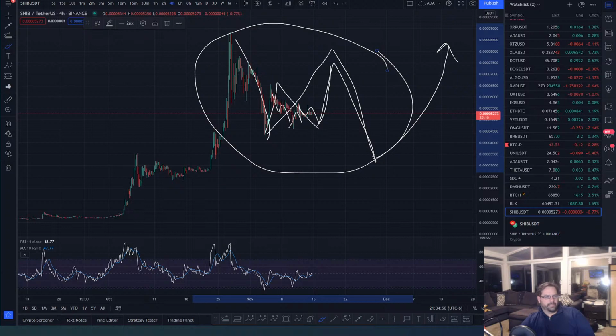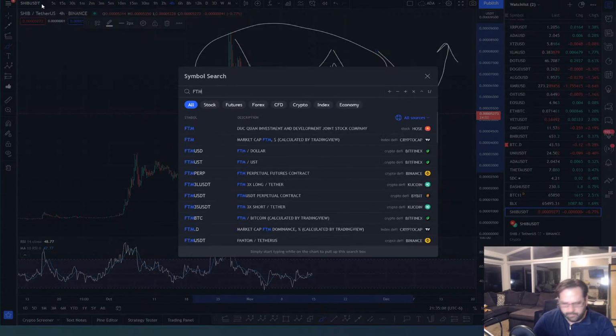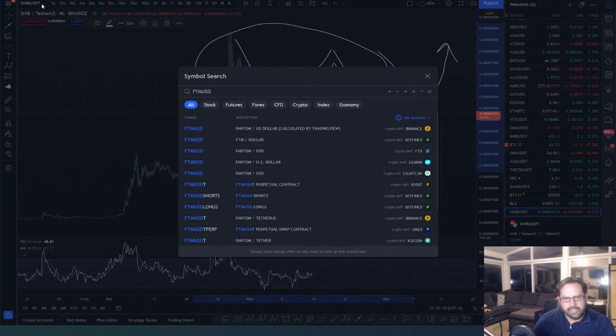Somebody asked me about Shiba. Somebody else asked me about something else. What was it? Let's look at FTM. Sure, FTM. My pleasure. There, El Gato, FTM, USD, Phantom. Okay.